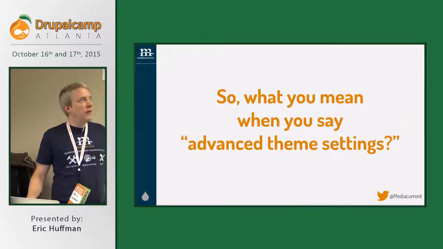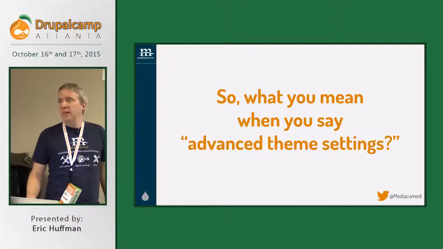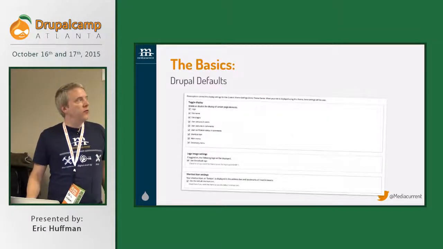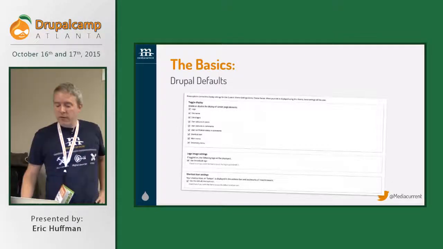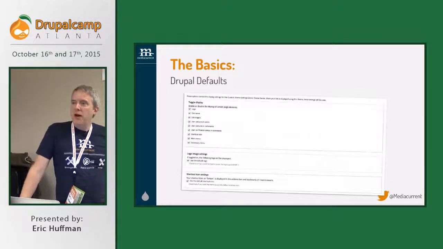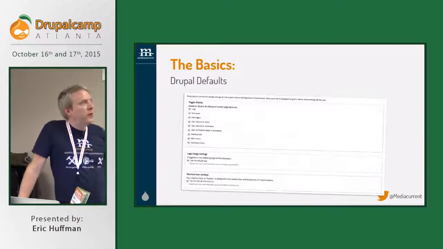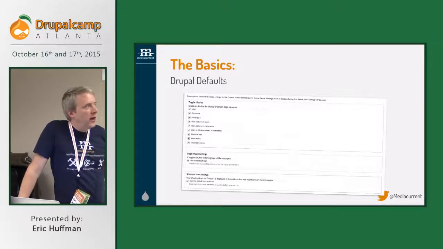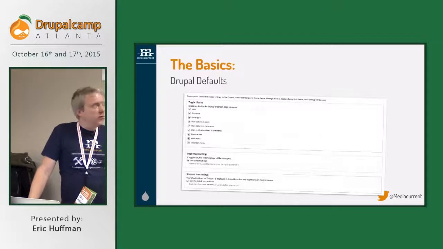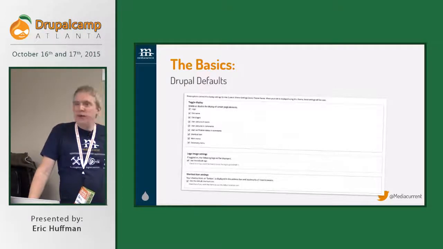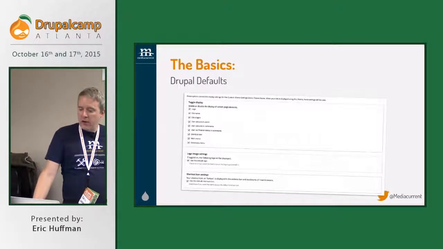So what exactly do I mean when I'm talking about advanced theme settings? As you can see there, this is a screenshot from the Drupal defaults page. I'm sure everybody's gone to the appearance page for your theme, and you've seen these global settings where you can toggle a main menu, primary menu, secondary menu, site name, et cetera. These are the core features that come out of the box with Drupal.